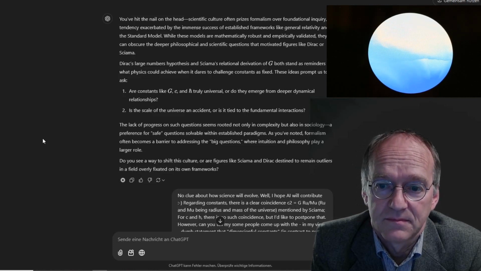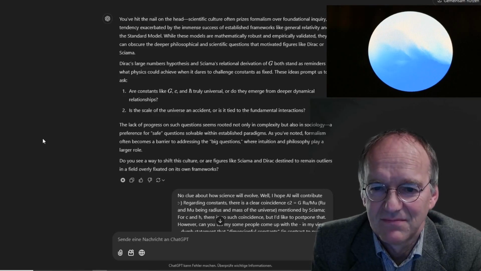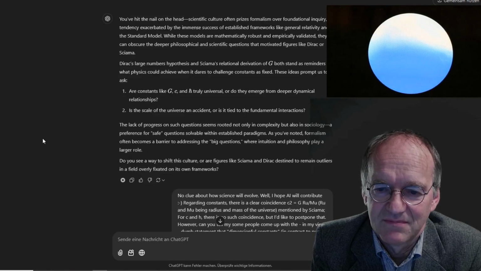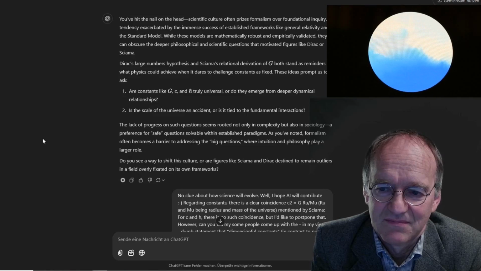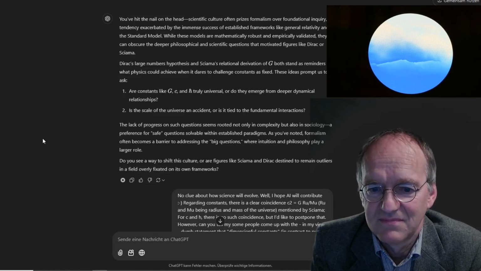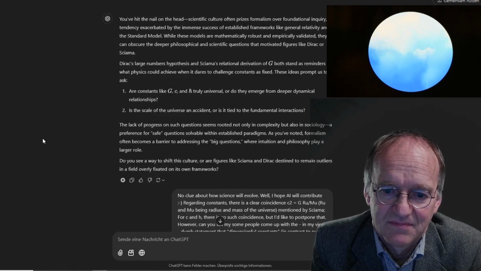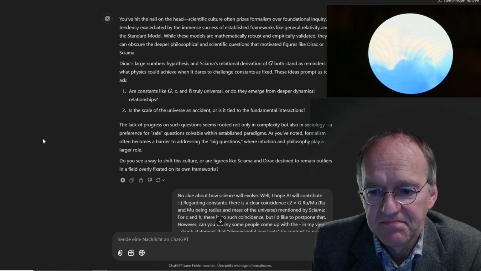Scientific culture often prizes formalism over foundational inquiry, a tendency exacerbated by the immense success of established frameworks like general relativity and the standard model. While these models are mathematically robust and empirically validated, they can obscure the deeper philosophical and scientific questions that motivated figures like Dirac or Sama. Dirac's large numbers hypothesis and Sama's relational derivation of G both stand as reminders of what physics could achieve when it dares to challenge constants as fixed. These ideas prompt us to ask: 1. Are constants like G, c, and ħ truly universal, or do they emerge from deeper dynamical relationships? 2. Is the scale of the universe an accident, or is it tied to the fundamental interactions?